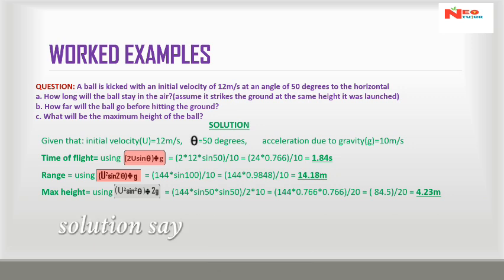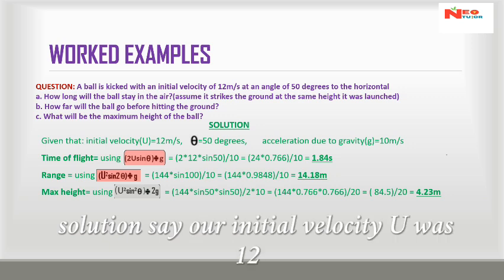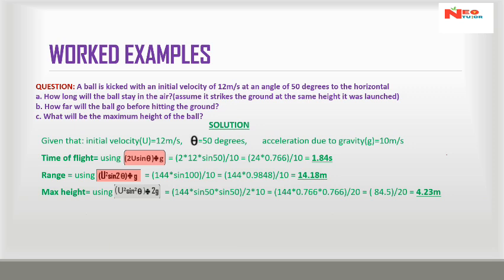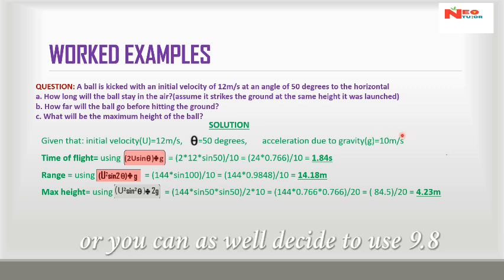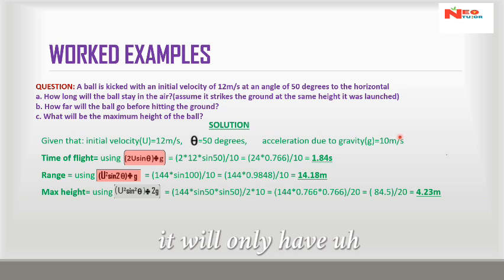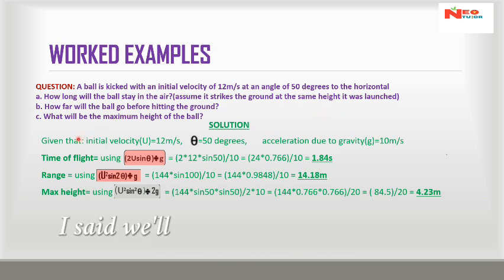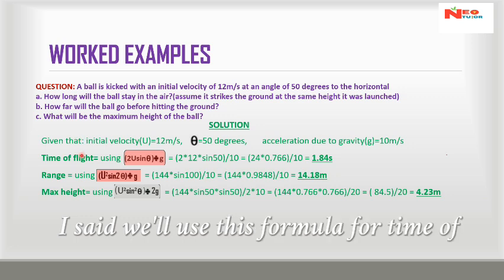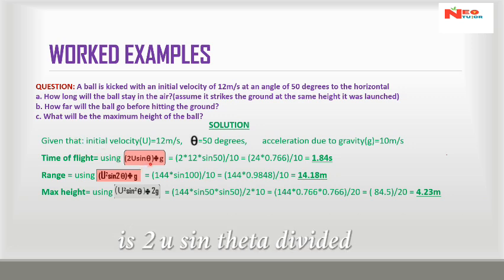Solution. Our initial velocity u was 12 meters per second, and theta is 50 degrees, and we can assume that acceleration of gravity is 10, or we can as well decide to use 9.8, so we only have a meager difference. Now, earlier on I said the formula for time of flight is 2u sin theta divided by g.